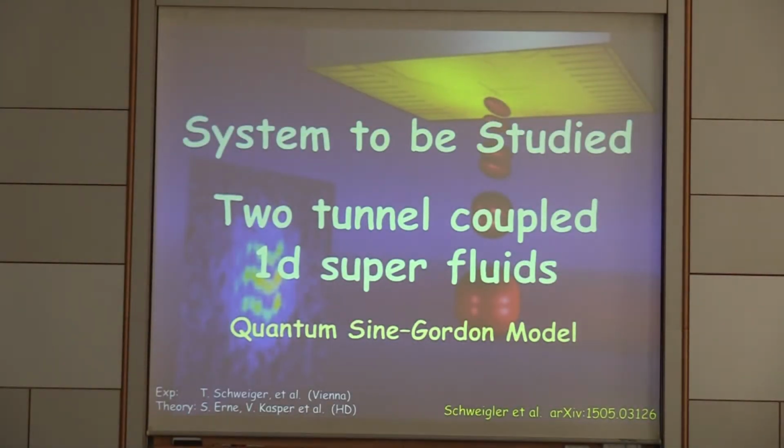So which system do we look at? There is the idea, the conjecture, and a beautiful calculation by Eugene and company that said that 2 tunnel-coupled 1D superfluids can be mapped into the quantum Sine-Gordon model. The quantum Sine-Gordon model is one of these very general quantum field theory models that, if you talk to somebody who does not come from solid-state physics, they say is much more general than the Hubbard model.